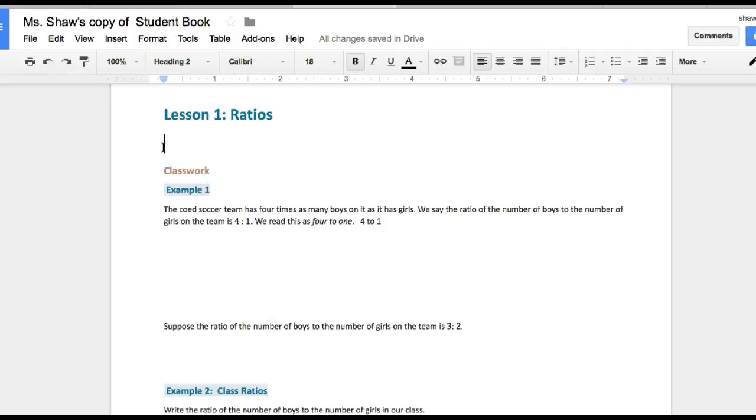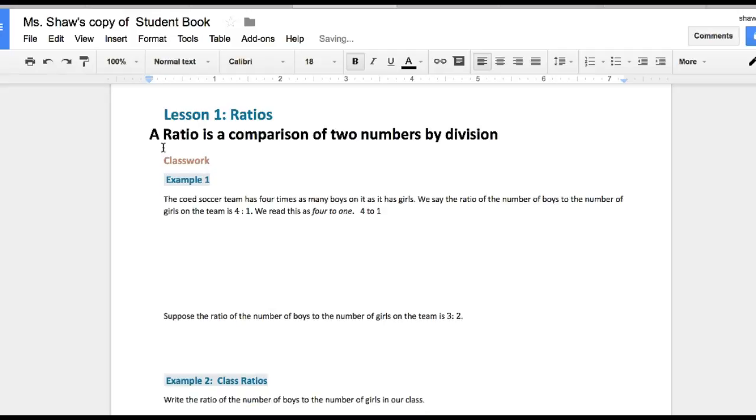So go ahead on your paper and write down what I've typed in, or type it if you're working on the computer. A ratio is a comparison of two numbers by division. Feel free to pause the video to write that in. When we talk about ratios, we're talking about a relationship between numbers. So let's look at example 1 on your math paper.